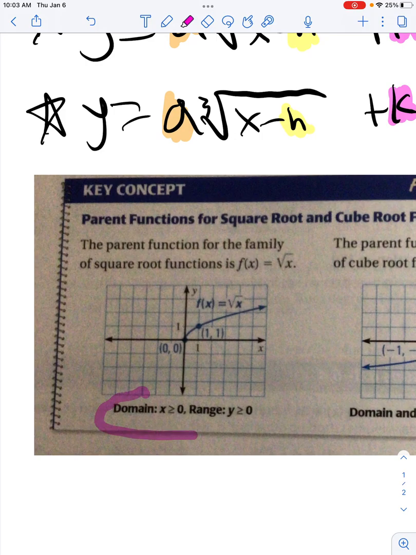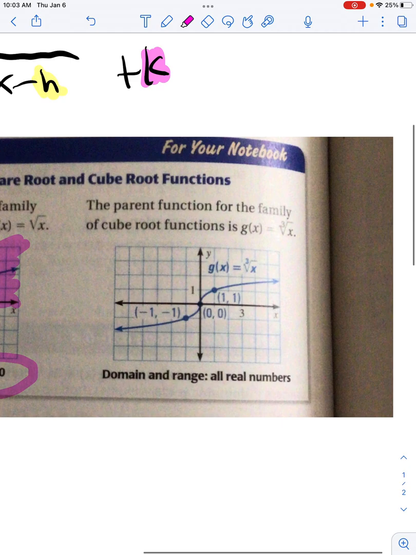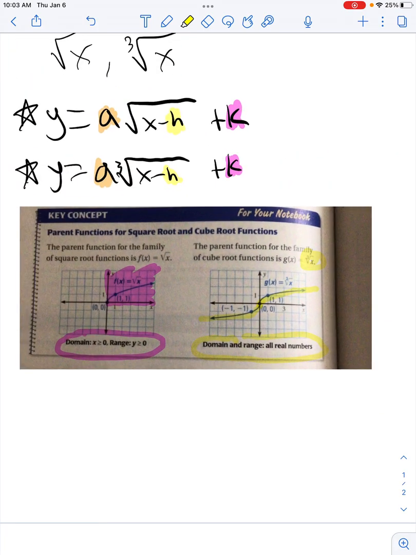Notice though, down here, the domain and the range. We only stay in our positive x's and we only stay in our positive y's. So that's something that a square root function will never have negatives like that, unless we translate it or flip it or something. Whereas this cube root function is slightly different. The cube root function has a range of all real numbers because it goes in this way forever and it goes down here forever. So again, these are called the parent functions. You want to get these etched into your brain so that you can access them.